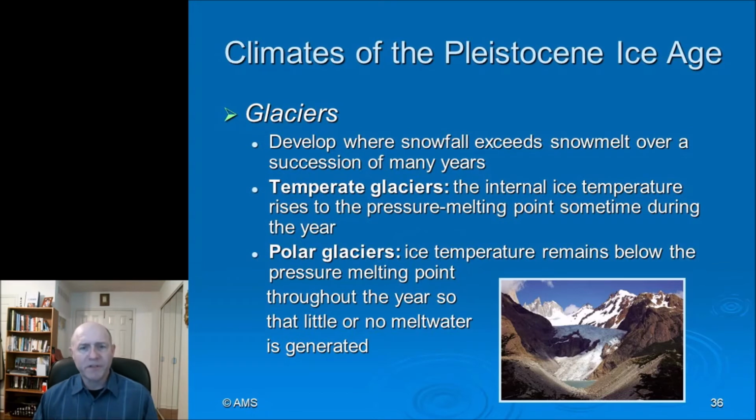Now, there are two types of glaciers depending on what part of the Earth you're on. There are the temperate glaciers, where the internal ice temperature rises during the year. These are the ones that you think about in Glacier National Park in Montana. These are the ones in South America. Then there are polar glaciers, ones where the temperature remains below the melting point throughout the year. So there's almost no meltwater generated.